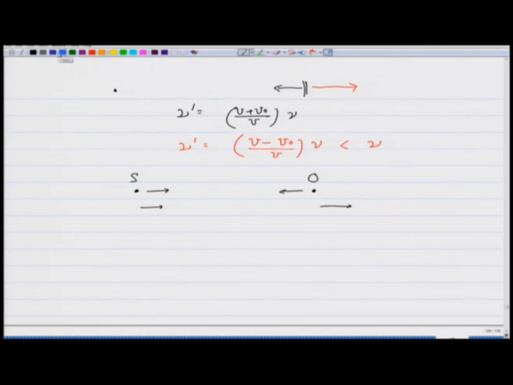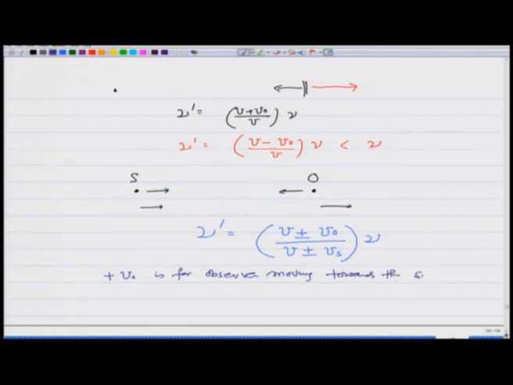We can combine all these and write that nu prime is going to be equal to v plus or minus v observer divided by v plus or minus v source times the source frequency nu, where the plus sign for vo is for the observer moving towards the source, and plus vs is for the source moving away from the observer, and you can fill in the rest of the combinations.